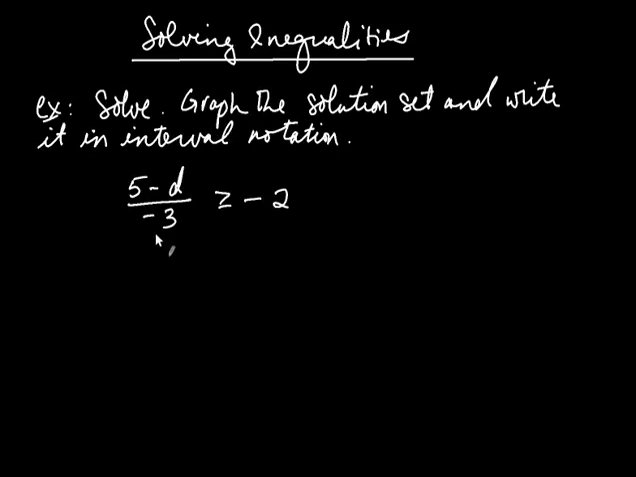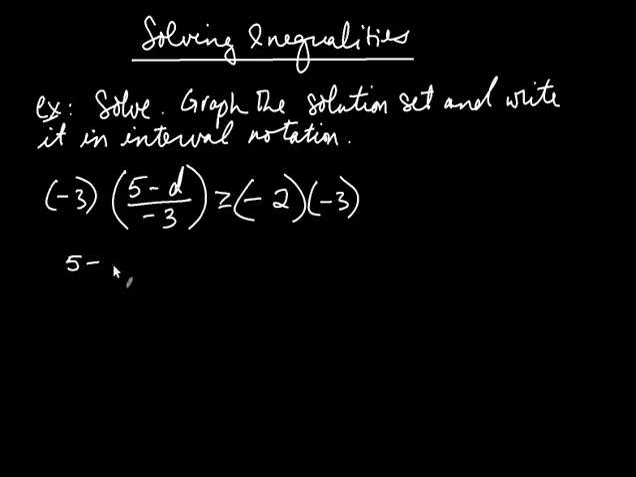Okay, so the first thing I'm going to do, because this involves a fraction, is I'm going to clear fractions. And I'm going to do that by multiplying both sides by -3. So parentheses are on the left-hand side, -3, and a set of parentheses are on the right-hand side as well. And let's see, the -3's cancel, right? That's why we did it. And on the left-hand side, we just have 5 minus d.